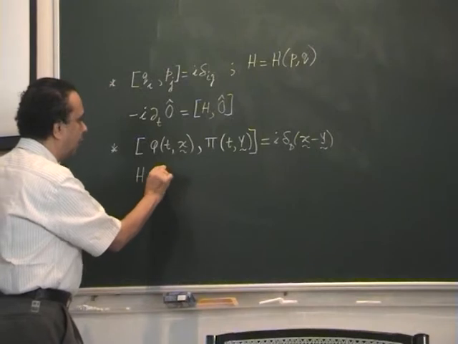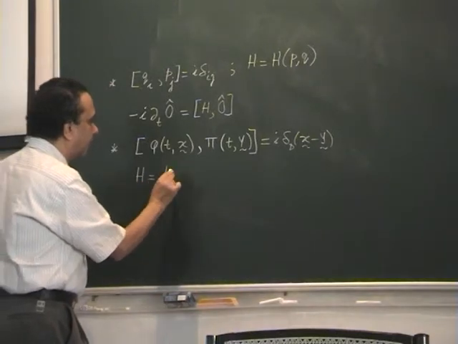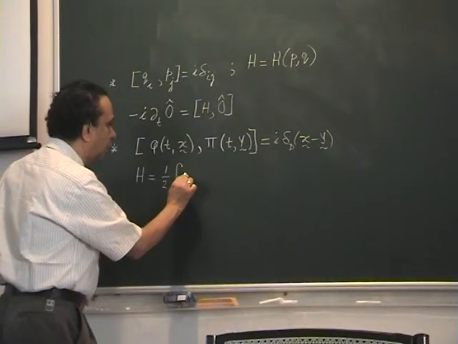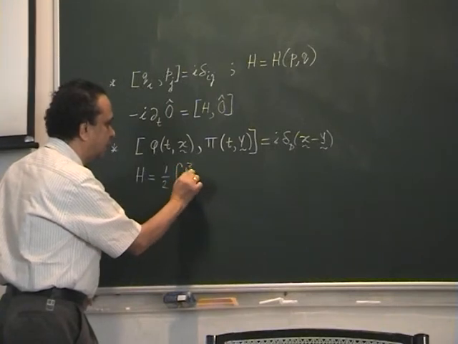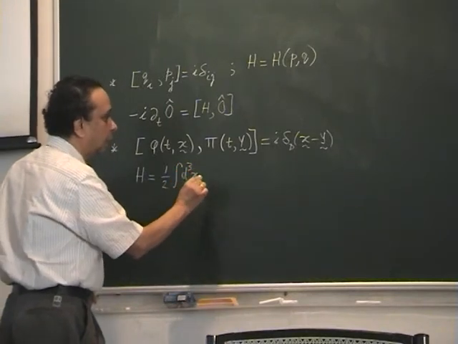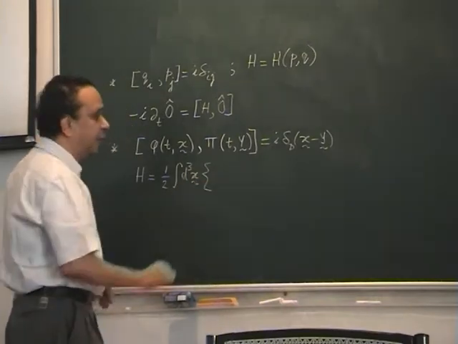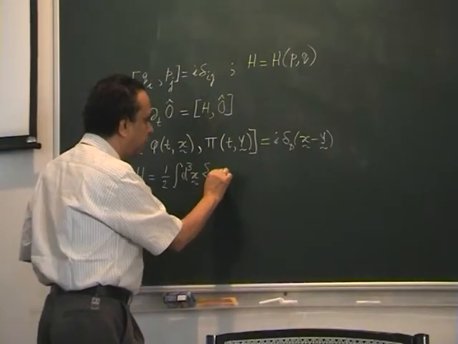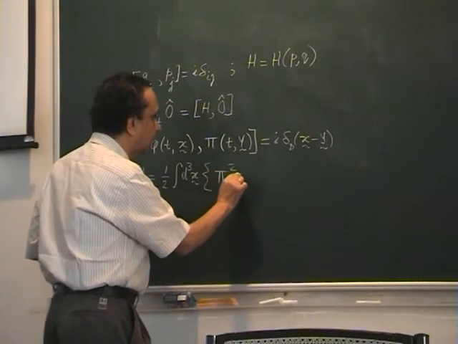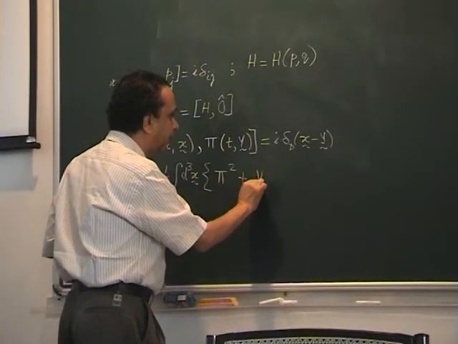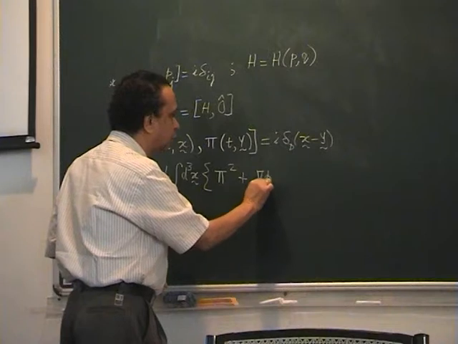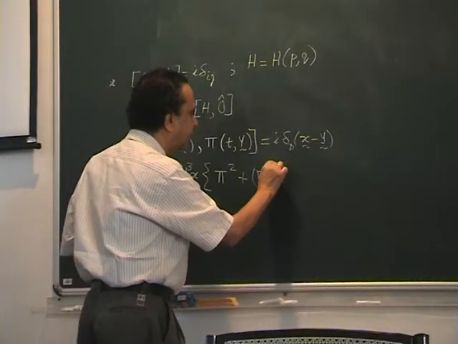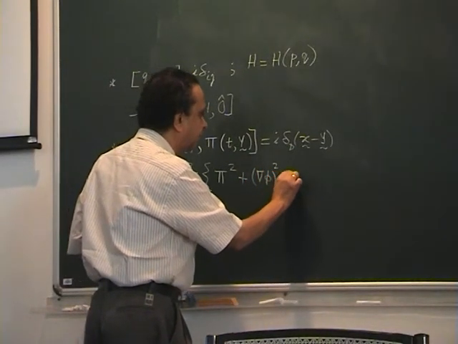So, this is given by half integral over all space. This is the only complication of the Hamiltonian density which we have worked out, and that we know is pi square plus del phi the whole square, which is del phi dot del phi, plus m square phi square.